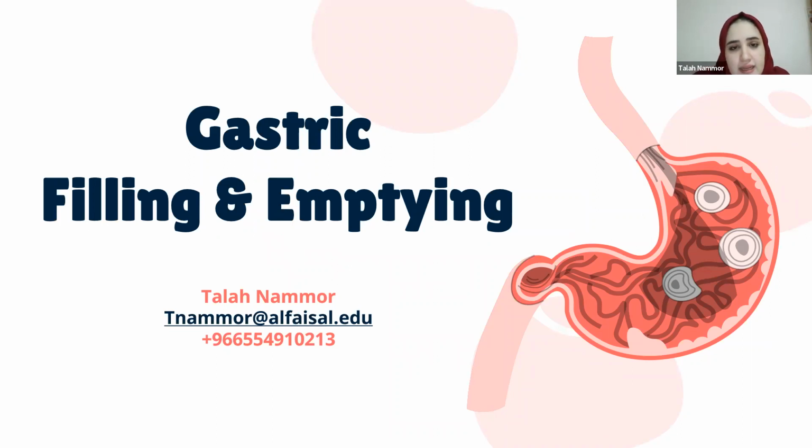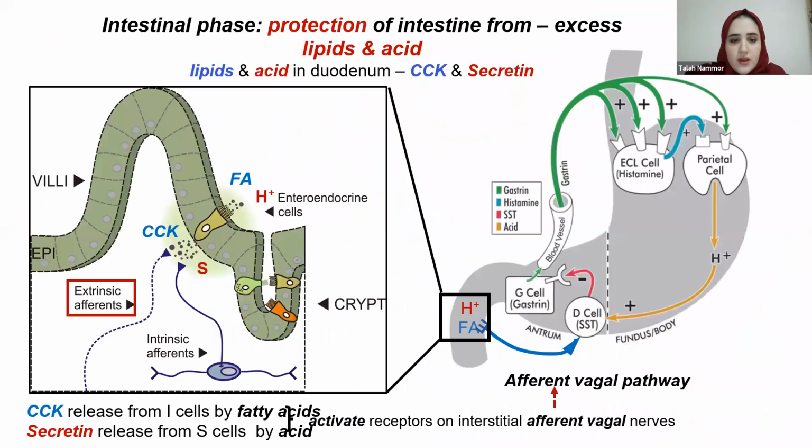Wait, so I cells secrete CCK, which stimulates S cells, which release secretin? No, wait, let's go back. I cells release CCK. They are stimulated by fatty acids. S cells are stimulated by the acidic composition of the food. The food that comes out of the stomach is coated with the acid of the stomach, so it's going to stimulate the release of secretin by S cells. You get me? So they're two different processes. Is it clear?